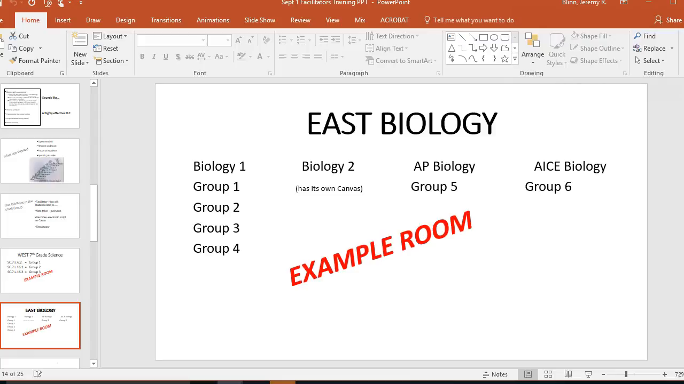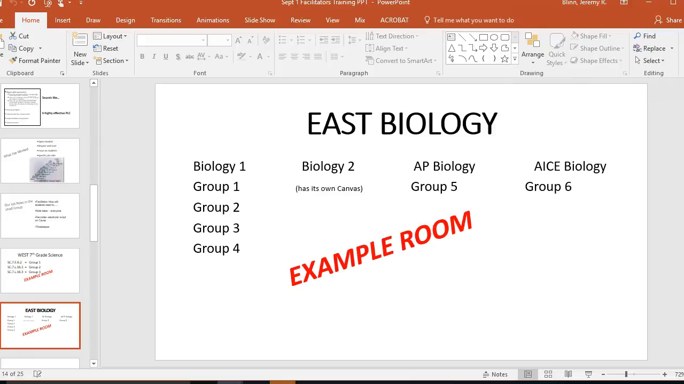In the East Biology room, we actually will have Bio 1 teachers. We'll possibly have Bio 2 teachers, AP Biology, and ACE, our new Cambridge course. The same thing can happen. You ask what standards you'd like to dive into to learn more about and work with other colleagues on. And in Bio 1, let's say there's a group of people that have matched up standards, and there's 4 little groups that have formed.